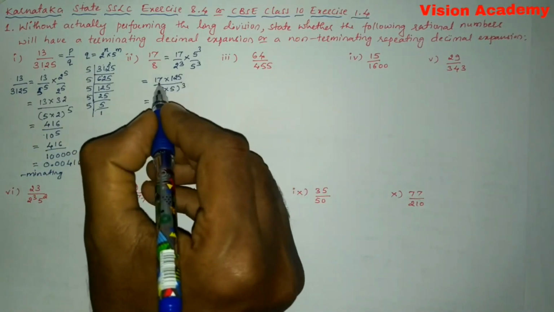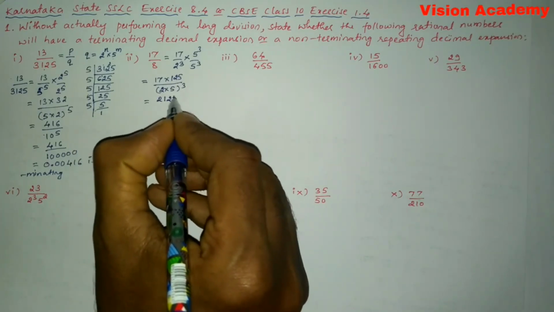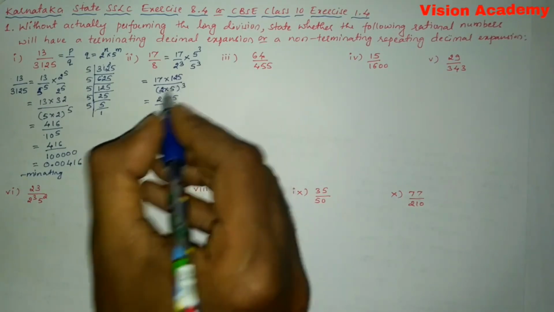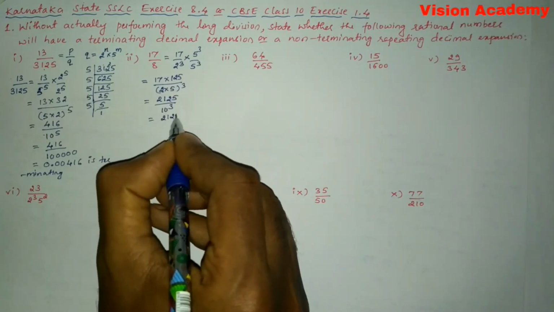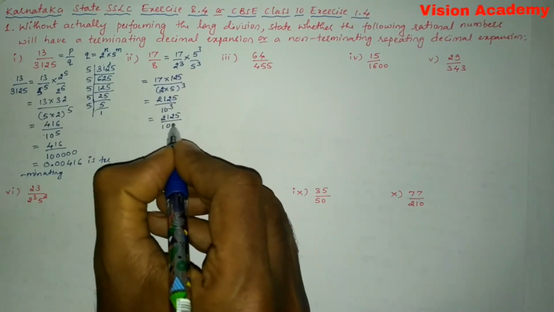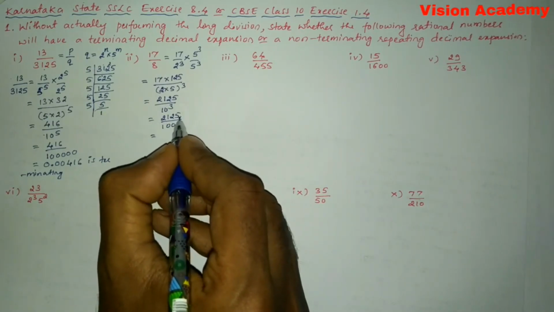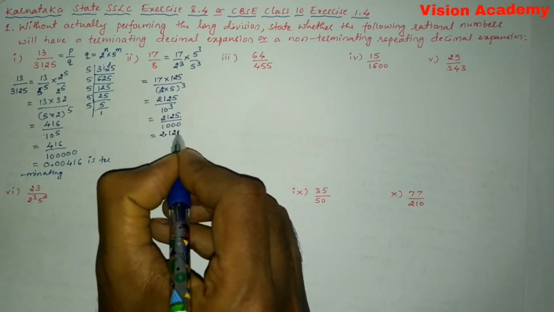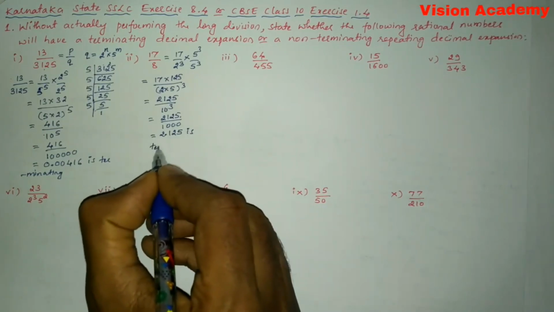Let us simplify further. 17 into 125 gives us 2125, whole divided by 2 5s are 10, so 10 to the power 3. So here 10 to the power 3 means in front of 1 we can write 3 zeros. Now let us shift the decimal point, which is right now here. So you can shift 3 decimal places, 1, 2 and 3. It will become 2.125, which is terminating.